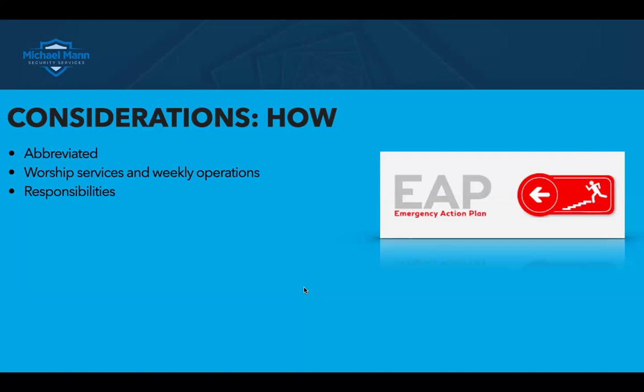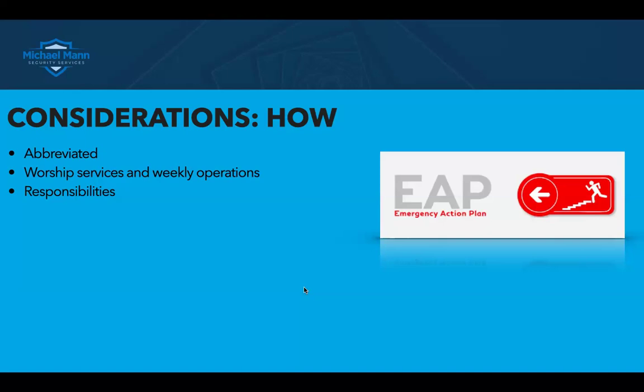So even if it's a small number of staff in that church during the week, they need to know how to deal with an emergency. So it's going to be different depending on whether it is Sunday worship or during the week, when the staff or part-time staff or other volunteers are there working and there's not this large crowd on site for worship services. So you're going to have two parts to the plan, or you should.